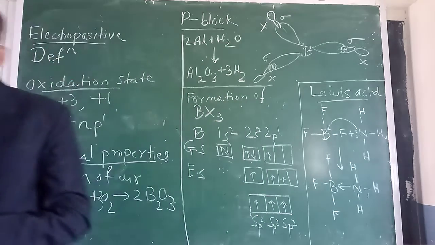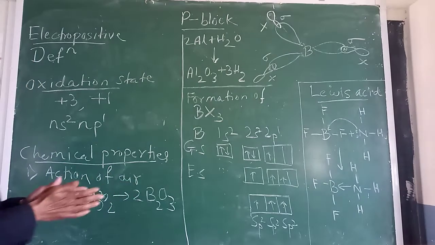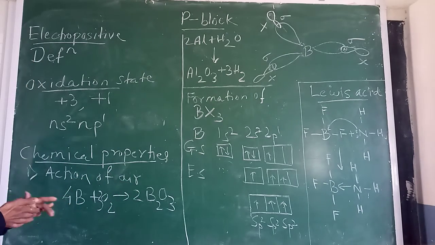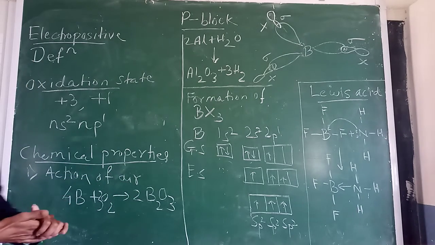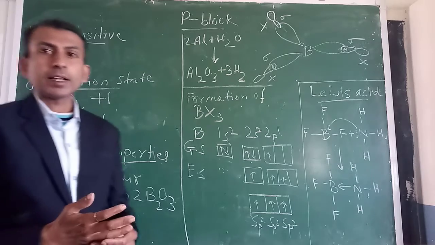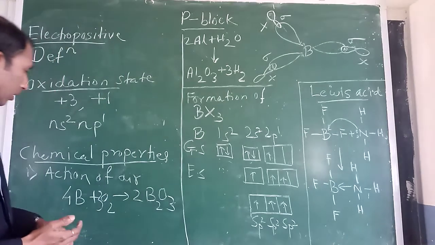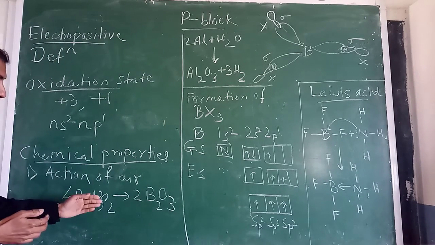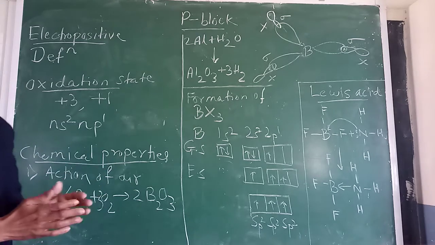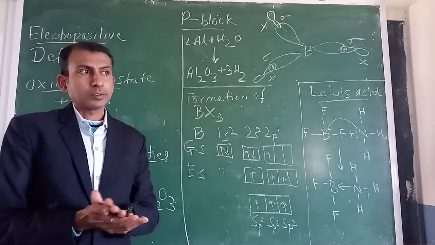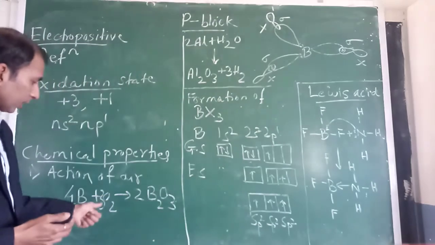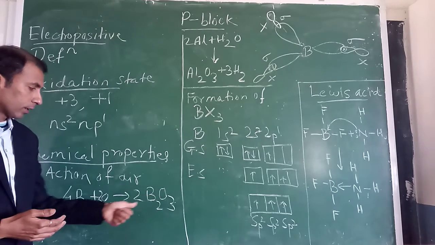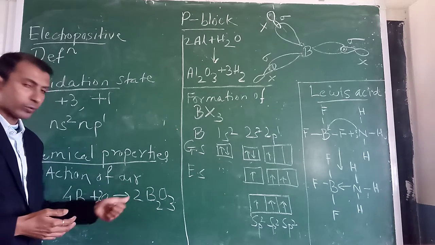Now we continue with the chemical reactions for this group. In that, first one is action of air. Okay, so air is nothing but क्या है? Oxygen. So boron reacting with oxygen, we get boron oxide. 4B plus 3O2 gives 2B2O3. Okay, so the reaction is balanced. So we get boron oxide.